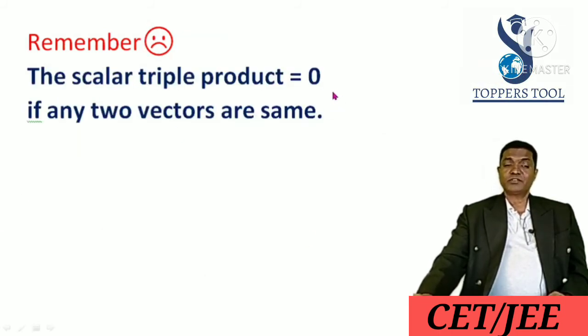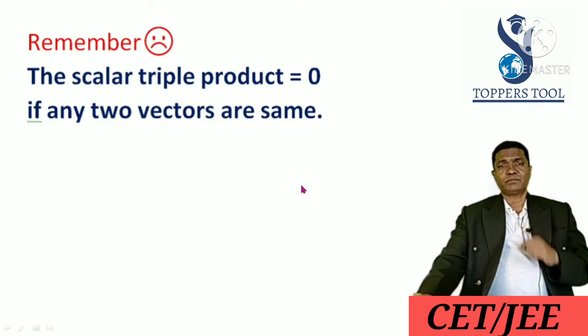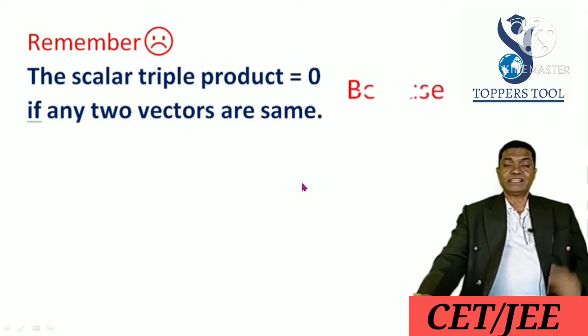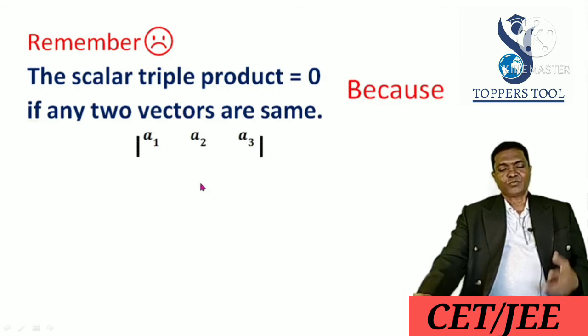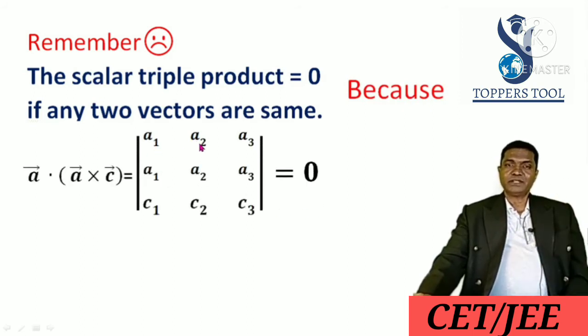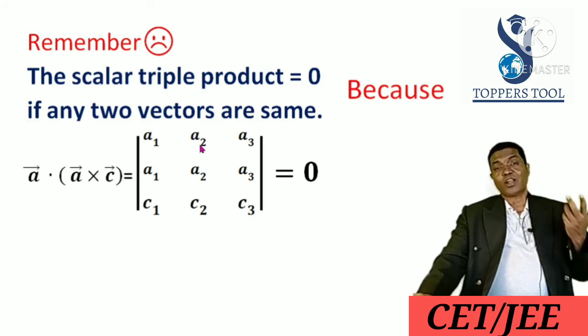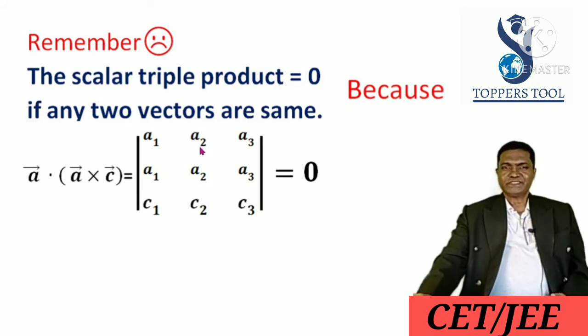The scalar triple product is equal to 0 if any two vectors are the same. Suppose in the scalar triple product two vectors are identical, then their scalar triple product is going to be 0. How? Let's see here. We know that if in a determinant two rows or two columns are identical, its value is going to be 0. So using that property, whatever the coefficients of vector A1, A2, A3, you have to write twice. Here two rows are identical, so definitely this value is going to be 0.